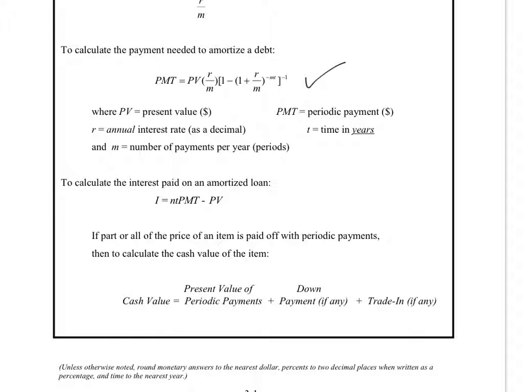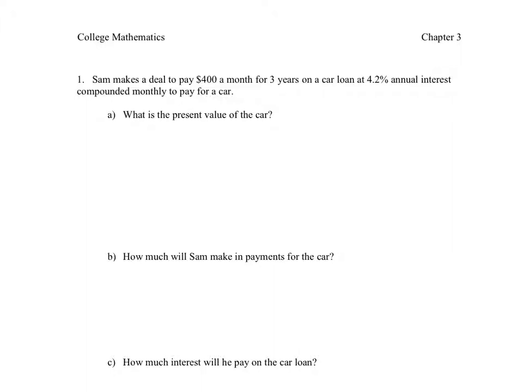The cash value would be equal to the present value of periodic payments plus your down payment, if you had to make a down payment, plus trade-in, if any. You can definitely see how this would apply to, say, purchasing a new car. Now, we're going to talk about Sam's deal here. He makes a deal to pay $400 a month for 3 years on a car loan that's 4.2% annual interest compounded monthly to pay for the car. We're supposed to find the present value for the car.